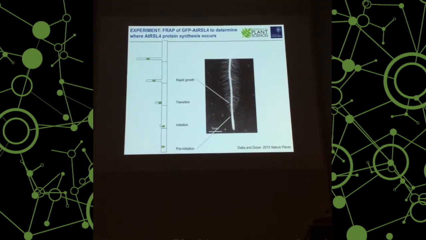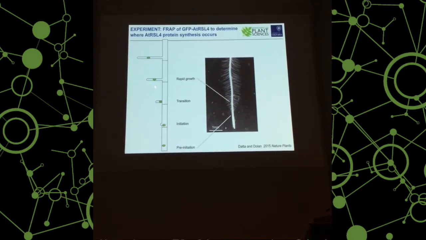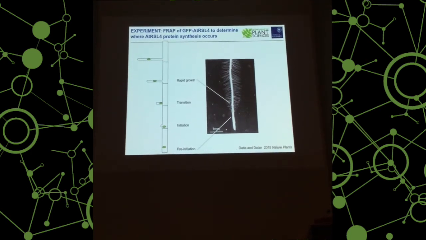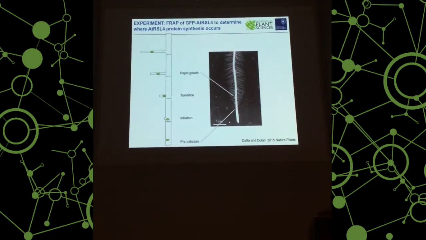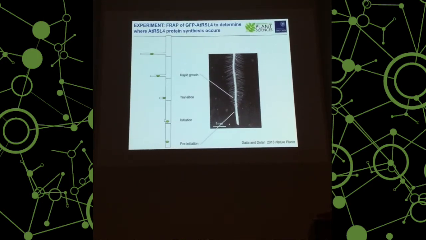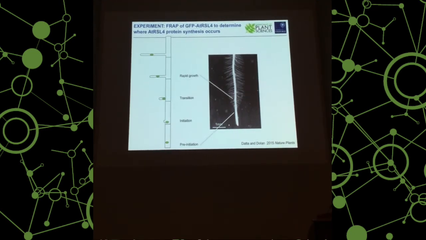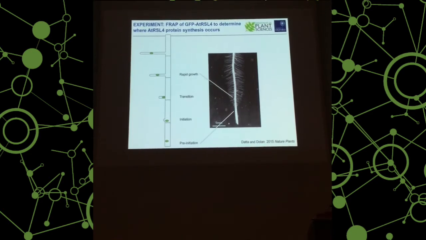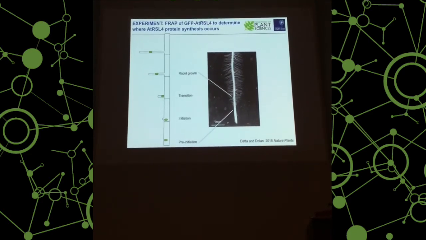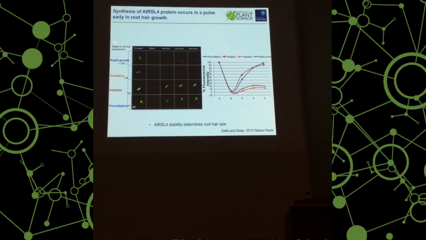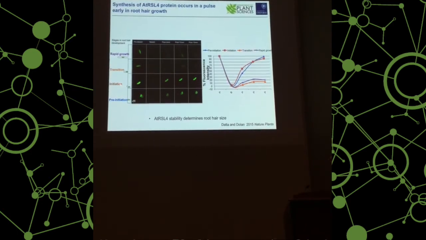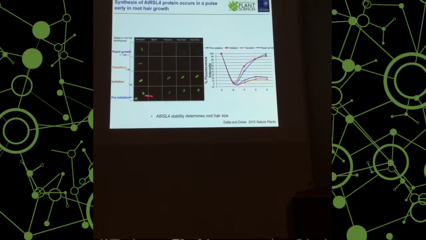The experiment is to FRAP nuclei, so to photobleach nuclei at each of these stages. If RSL4 protein is being made, then we should get recovery, so we should get green fluorescence returning in cells in which the RSL4 protein is being made. When we bleach cells in which there's no RSL4 protein, we should get no recovery. So here's what we see. Here's pre-initiation, initiation, transition, rapid growth, and across here we've got time.